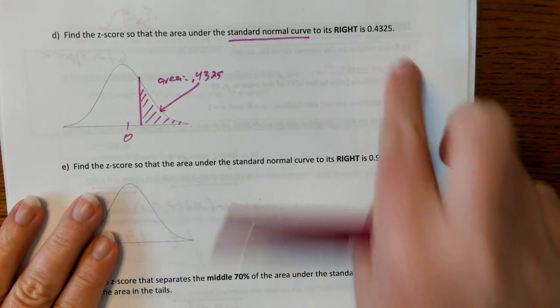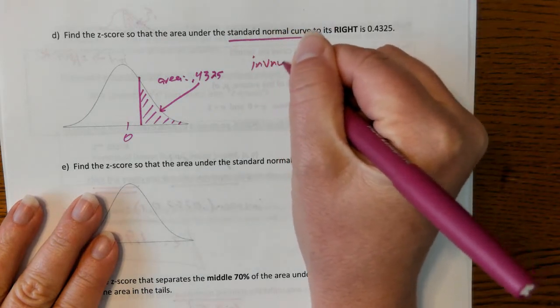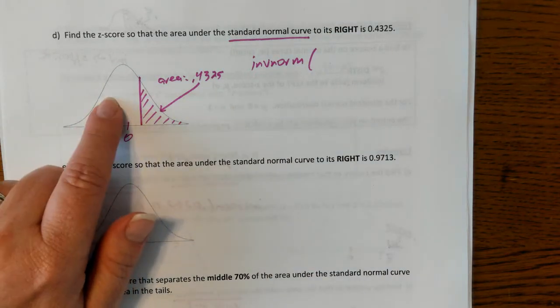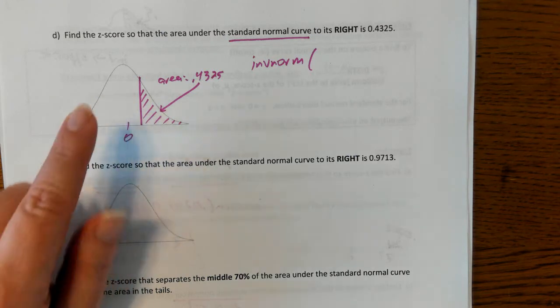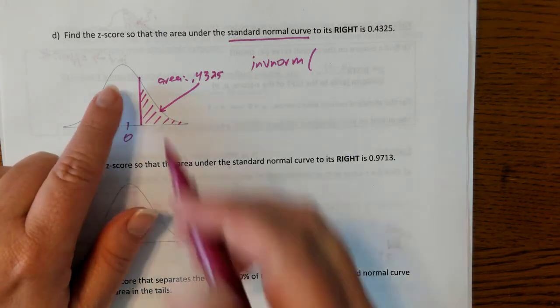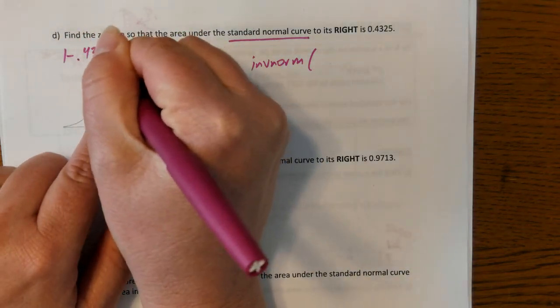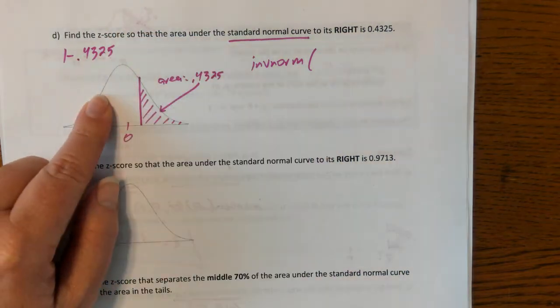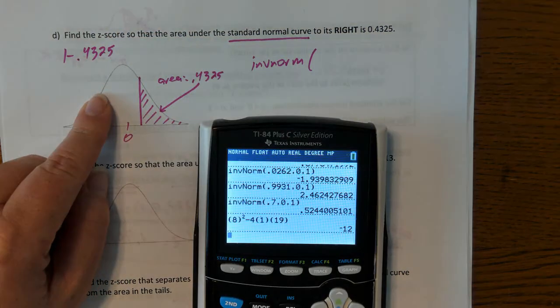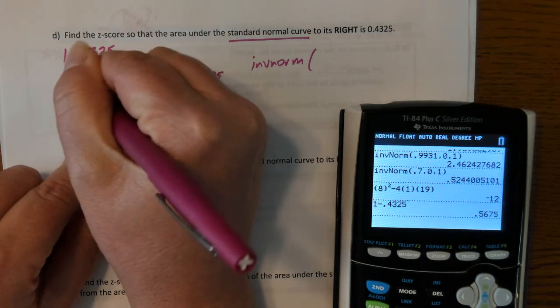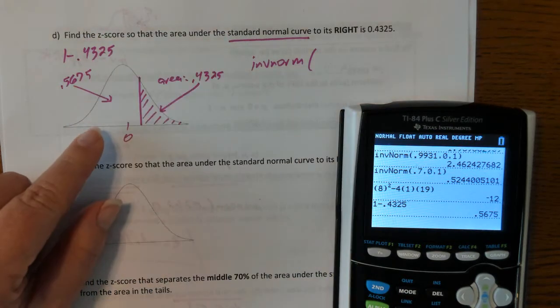Okay, we have an area, so we're going to use inverse norm. But remember, inverse norm expects you to give the area to the left. That's how it's set up. So if I have to give the calculator the area to the left, then I need to do 1 minus 0.4325 so that I can find the area on the left. 1 minus 0.4325 is 0.5675. That's the area to the left.